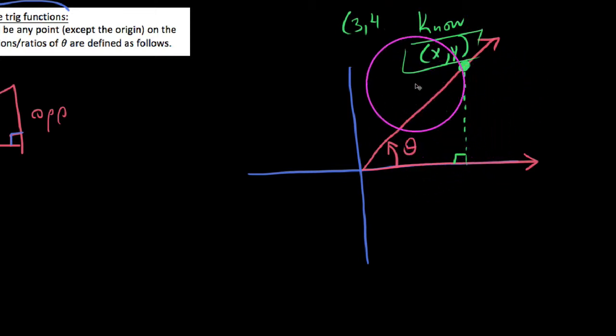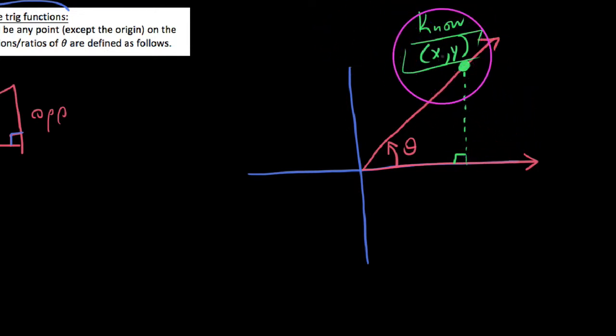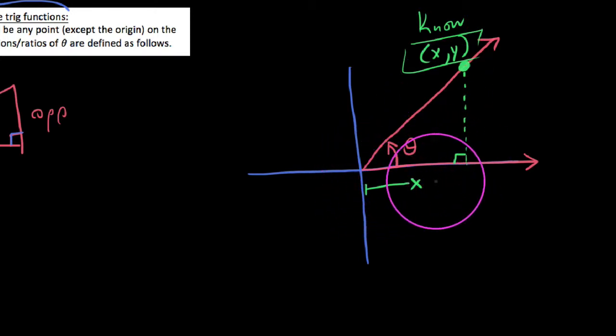So what we're going to do is leave this not as (3, 4), but in general. But what we can say is this, if this is the point (x, y), then we have a triangle here that clearly has a distance from the origin out to this spot right here of x.